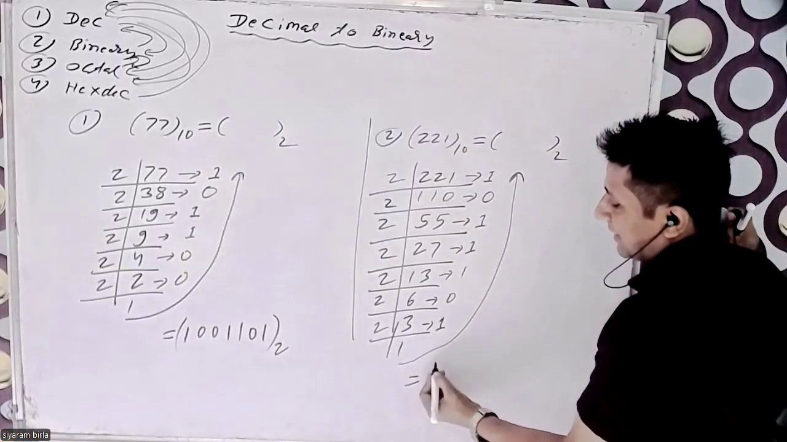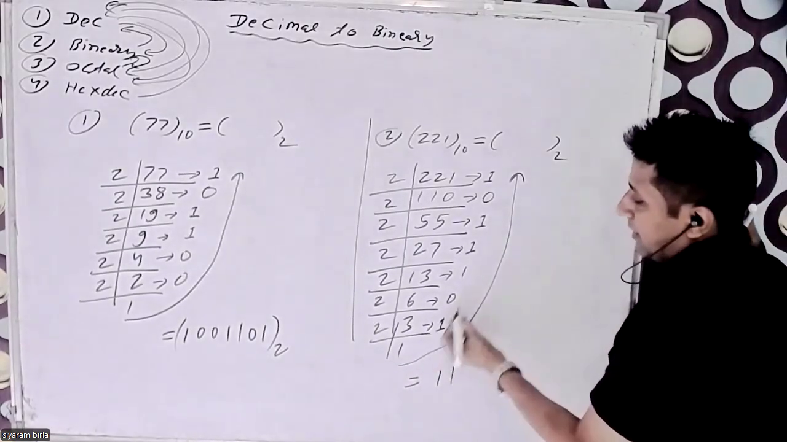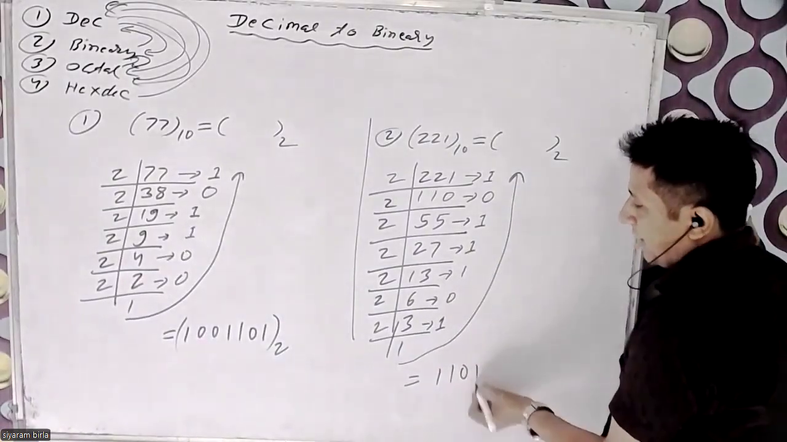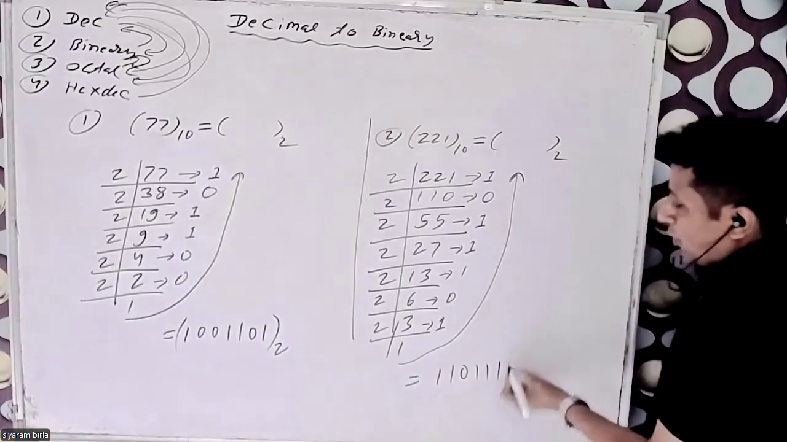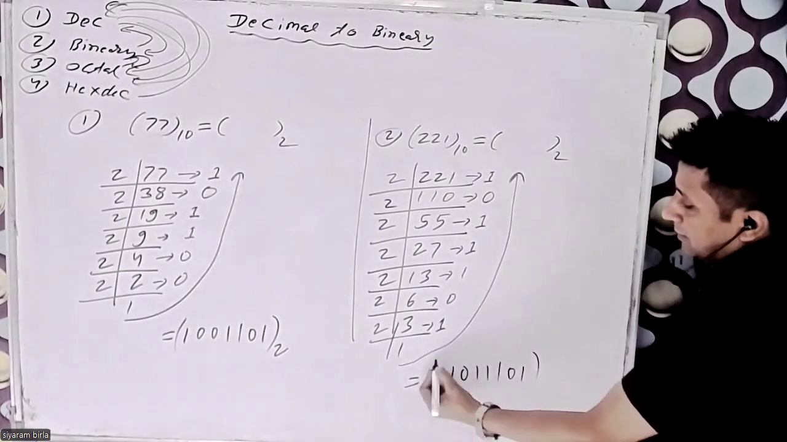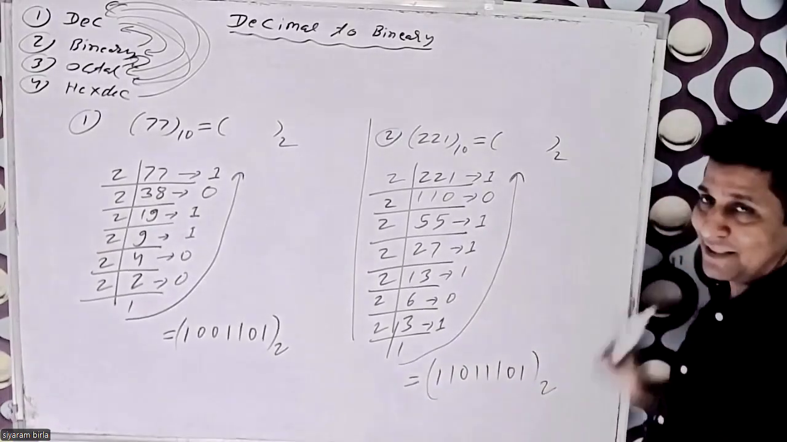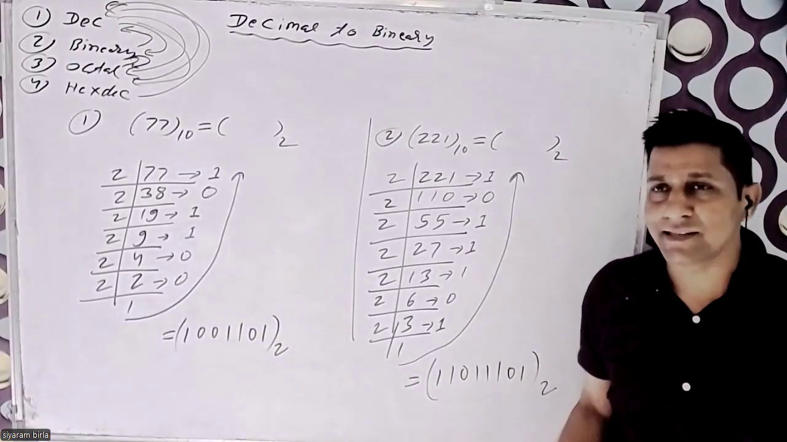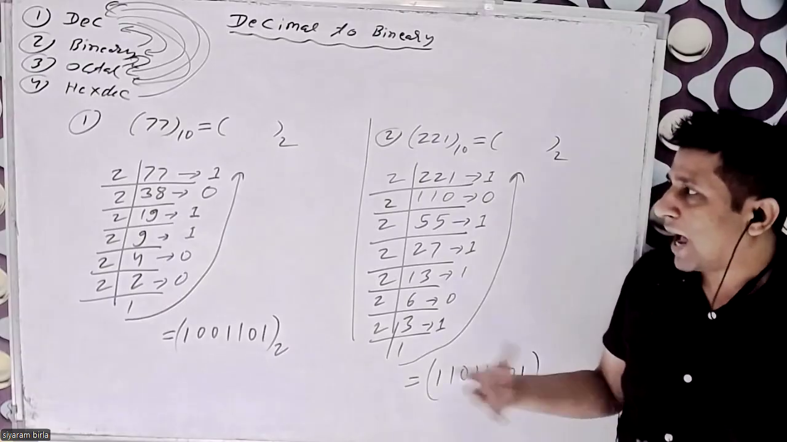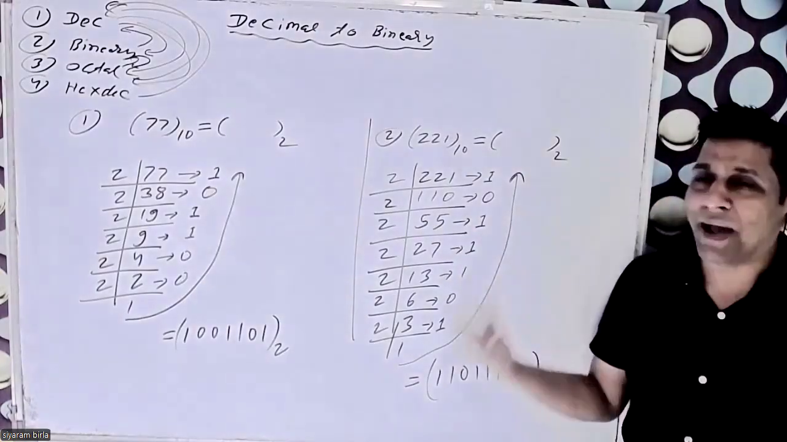So my binary is like that: 1 1 0 1 1 1 0 1. That is my binary for 221, that is the binary. So that is the conversion from decimal to binary.